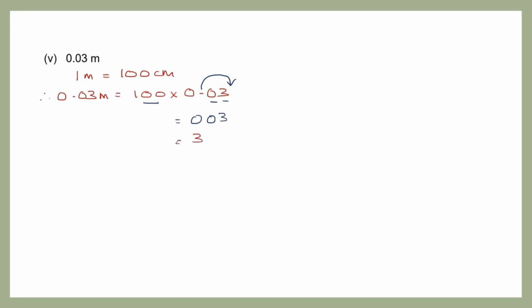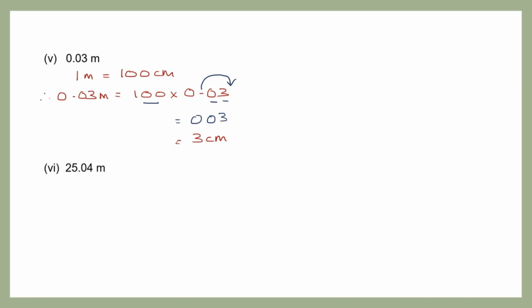Next question, 0.03 meters. So 1 meter equals 100 centimeters. Therefore, 0.03 meters will be 100 into 0.03. Two zeros, point will move two places to the right and come here. So when I move my point, this is what I get, 003.0. I can write it simply as 3 and write the unit centimeters.